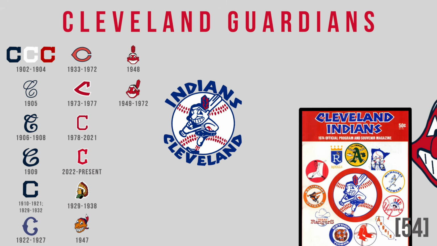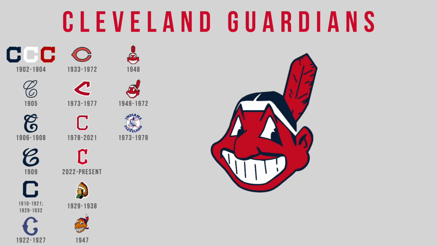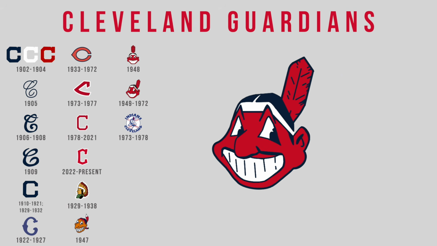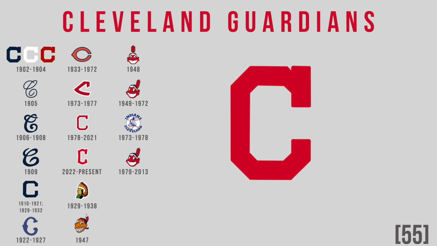In 1979, they returned to the previous logo with a slight change of replacing the black color with a dark navy blue. In 2014, after facing years of pressure, the team dropped the caricature Chief Wahoo logo, and the team decided to use the simple C that was already on the team's caps as their primary logo.